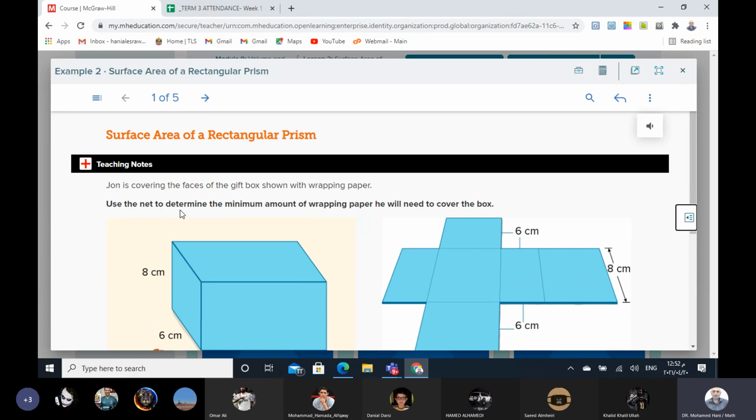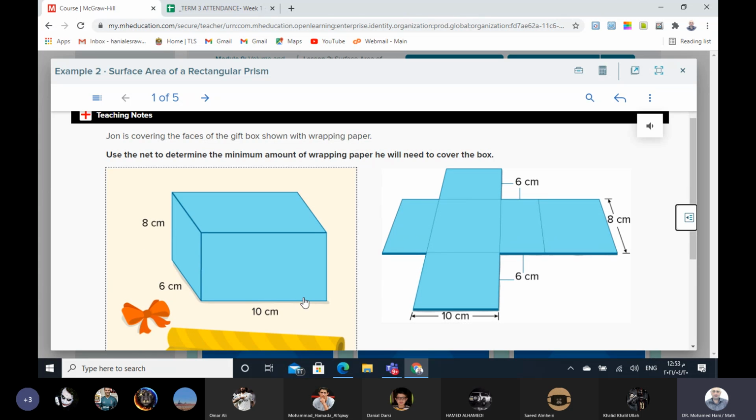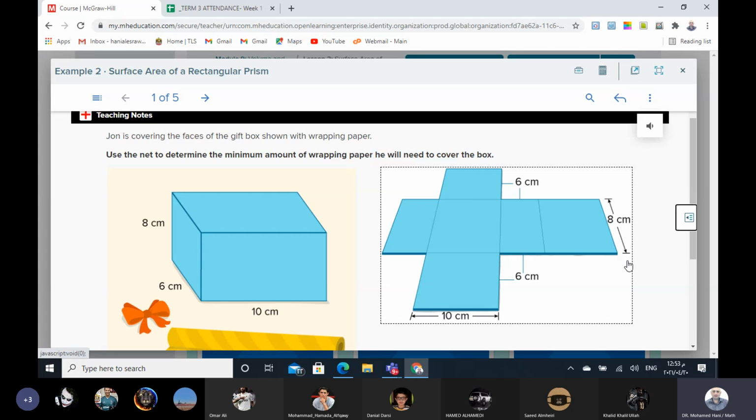Use the net to determine the minimum amount of wrapping paper he will need to cover the box. As you see here, this is a rectangular prism. Now this is three-dimensional. We have length, width, and height. Open the prism now, you will get the net. Now as you see here, the net will be what?